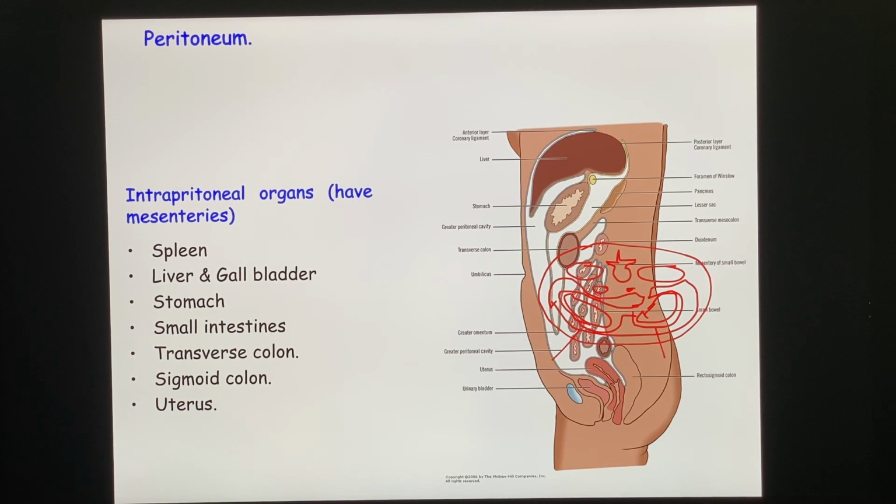Now there is something called intraperitoneal organs. Right now I drew the stomach and the liver entirely covered by the peritoneum. In that case, we call them intraperitoneal organs. The same applies to the small intestine as well.